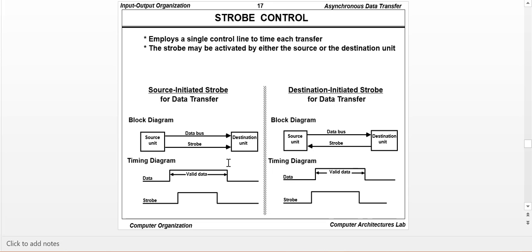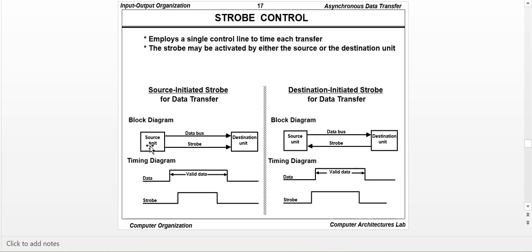Strobe control always employs a single control line to time the transfer. This strobe control can be activated by either the source or the destination. Here I have given two timing diagrams: one is the source initiated strobe for data transfer, and the other is the destination initiated strobe for data transfer. Now look at the block diagram. You have a source unit. An example of source initiated strobe for data transfer is a memory write instruction.